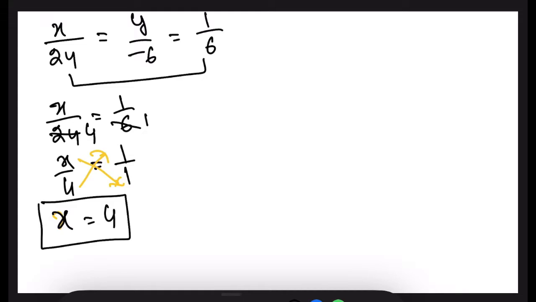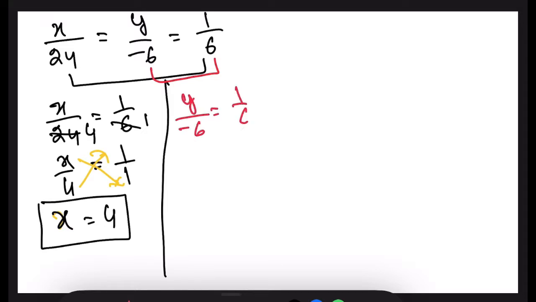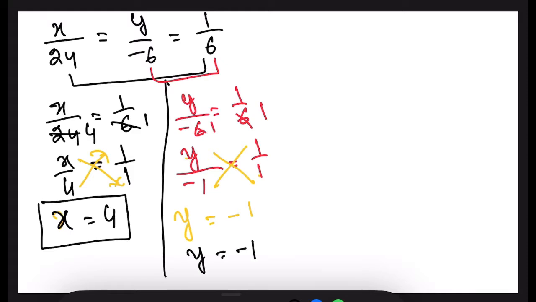Now let's take the y value. So these two: y upon minus 6 equals 1 upon 6. 6 ones are 6 ones. y upon minus 1 equals 1 upon 1. Again cross multiply, y ones are y equals minus into plus is minus, 1 ones are 1. So y equals minus 1.